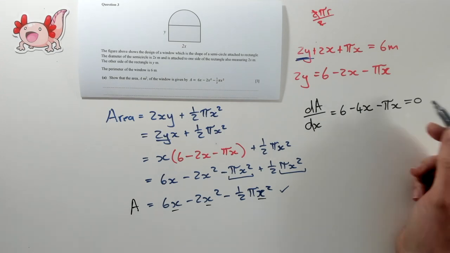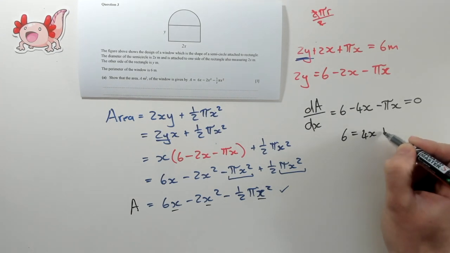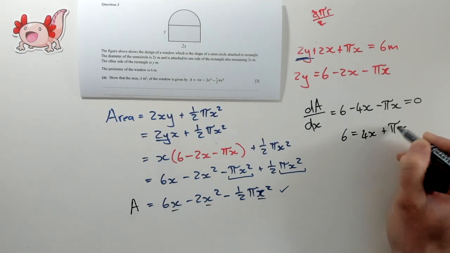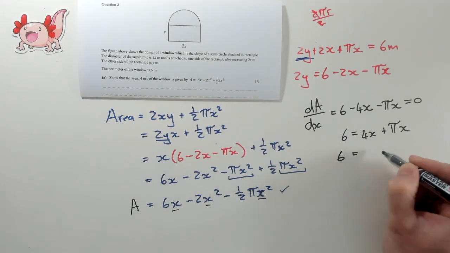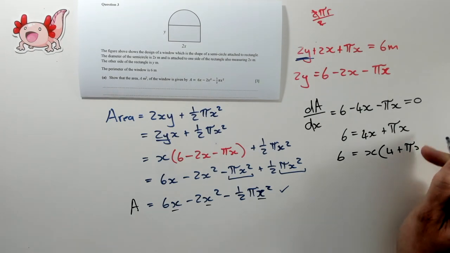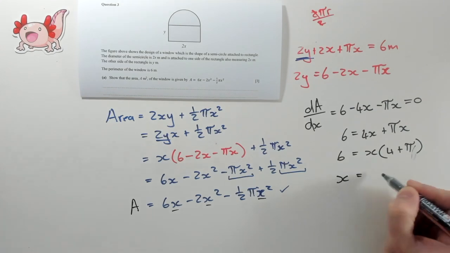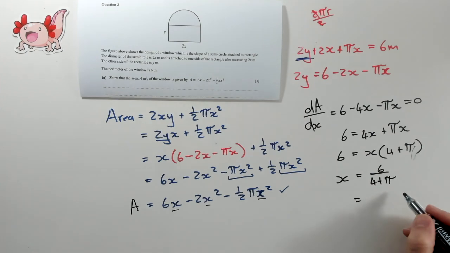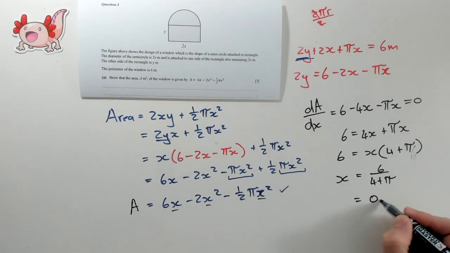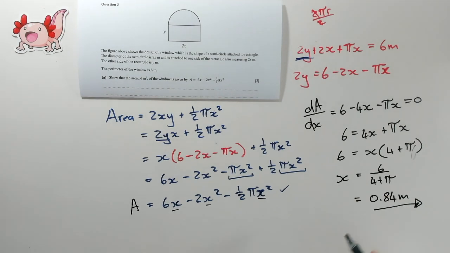So I'll put 6 equal to 4x plus pi x, and I'm going to factorize an x out of there. So 6 is going to be x times (4 plus pi). And then I'll just divide by 4 plus pi. So x is going to be 6 over 4 plus pi, which is a number, if I work it out, it's going to be 0.84 meters. So that is the value for x.